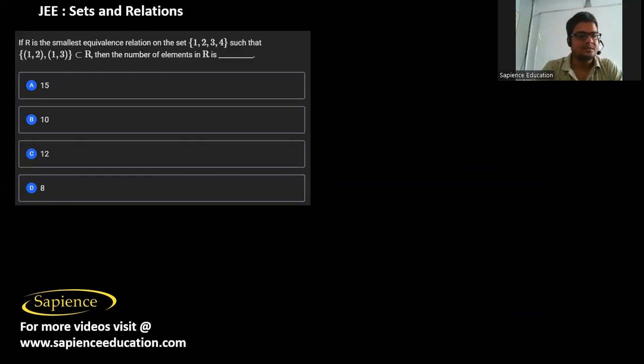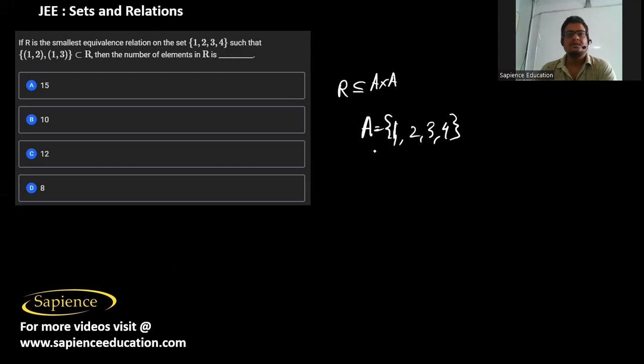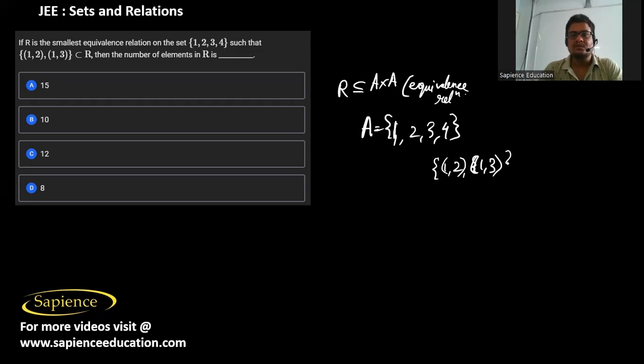Then here it is told that R is the smallest equivalence relation on the set A. So R is a relation on the set A, so R is a subset of A cross A, where A is {1, 2, 3, 4}, such that the ordered pairs (1, 2) and (1, 3) also belong to the set R, or I can say the set {(1, 2), (1, 3)} is a subset of R. Then we have to find the number of elements in the set R.